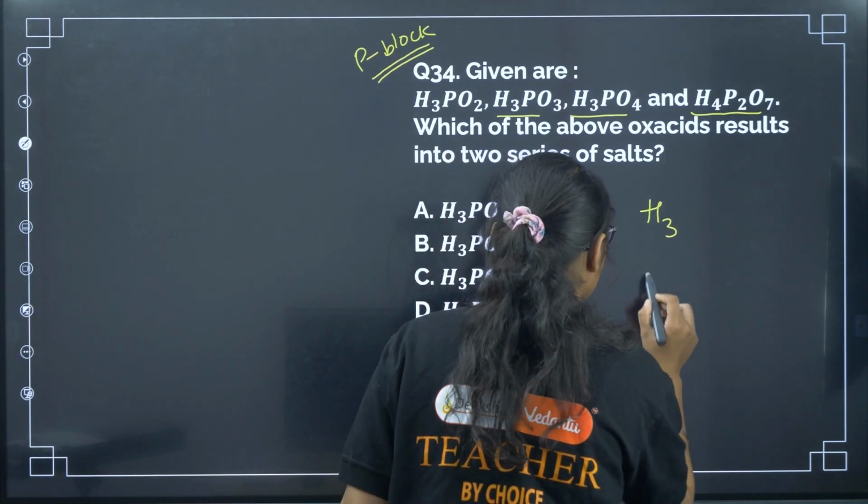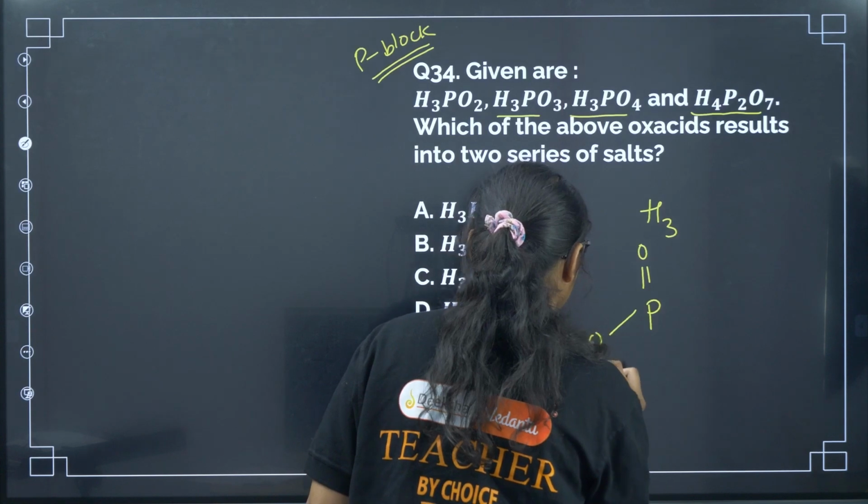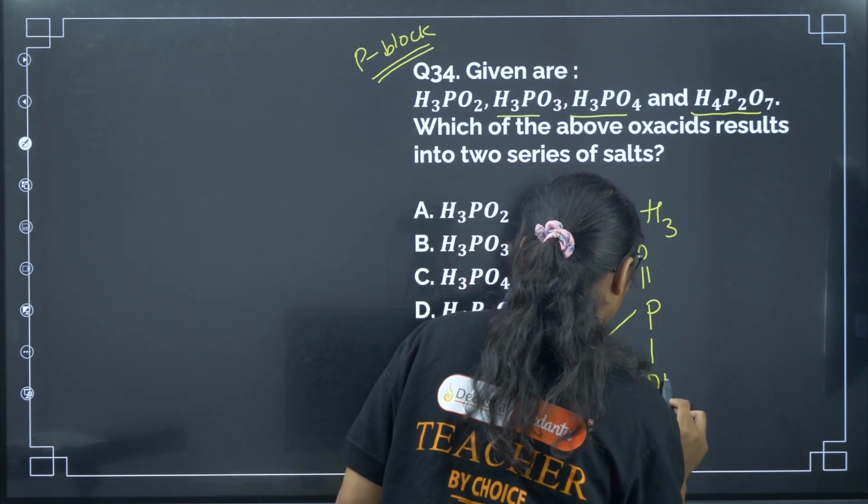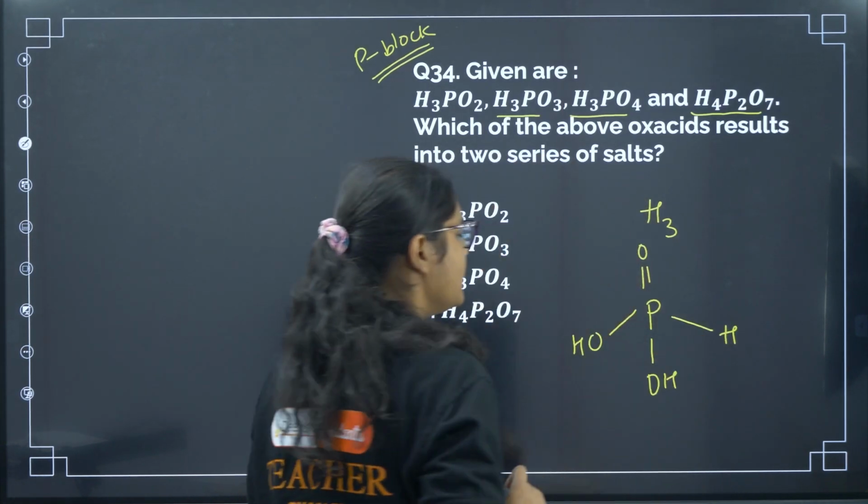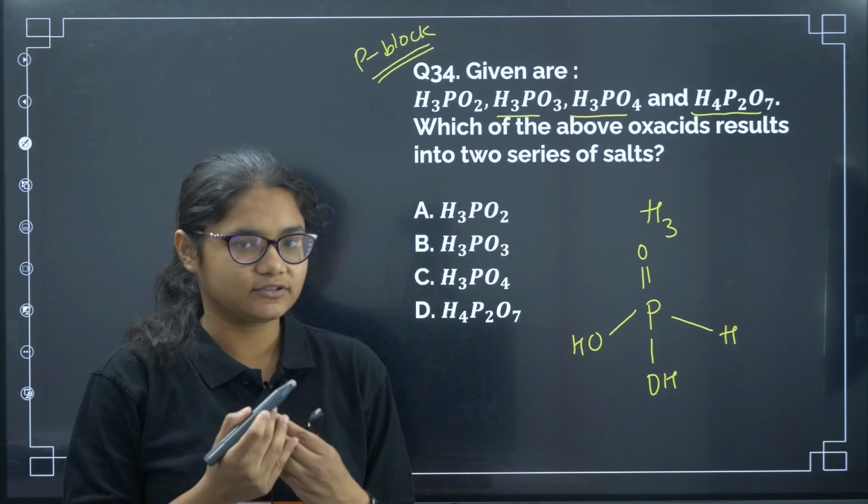H3PO4 structure, if you draw, this is the structure of H3PO4, right? So it can give you two types of salt.